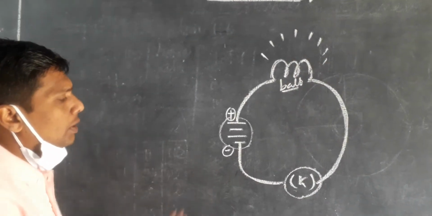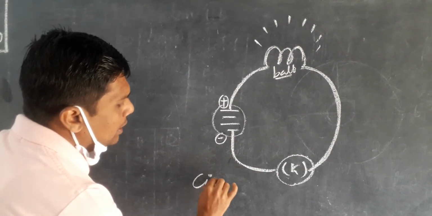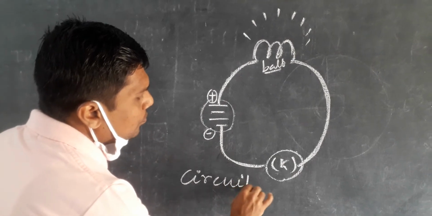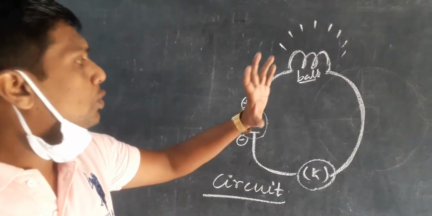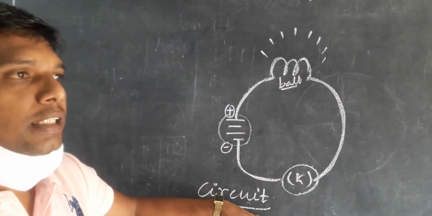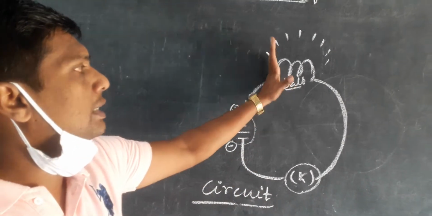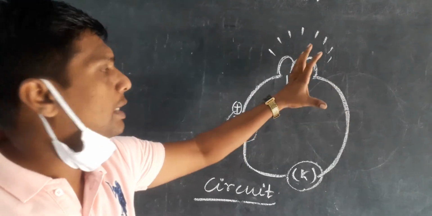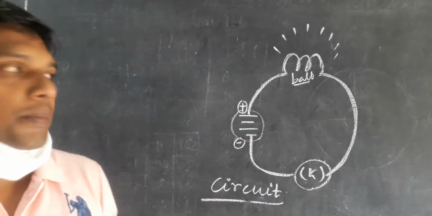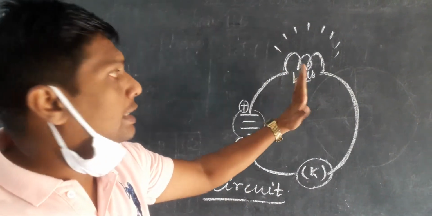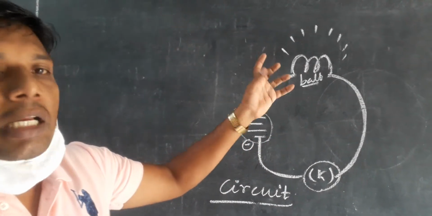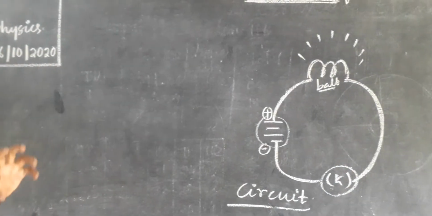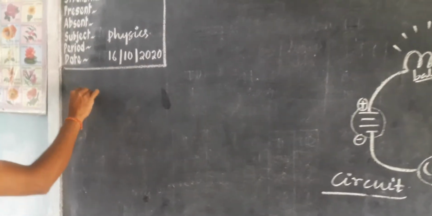So this is known as a circuit. That means when electricity passes through this circuit, and the appliances are connected in this circuit, then the appliances start working. So these charges, or this electricity, this phenomenon comes from the term that is friction.